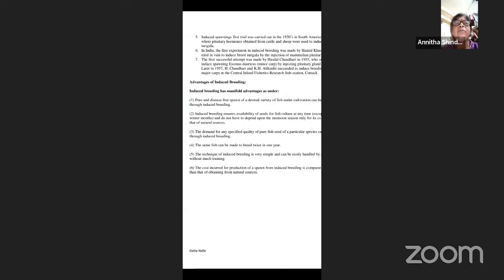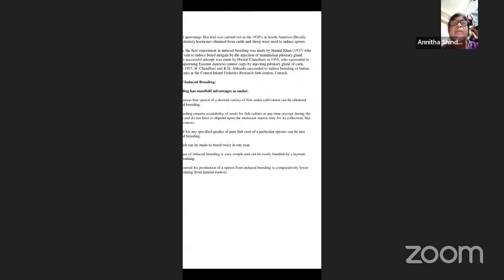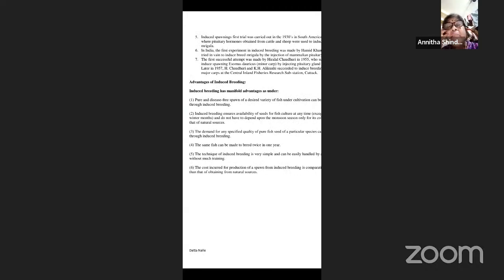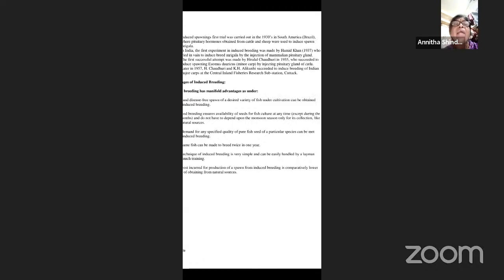One more page is there. So here, induced spawning. The first trial was carried out in 1930 in South America, where pituitary hormones obtained from cattle and sheep were used to induce spawning in Mrigala. They did not use the pituitary hormones of fish. They used the pituitary hormones obtained from cattle and sheep to induce spawning in Mrigala.